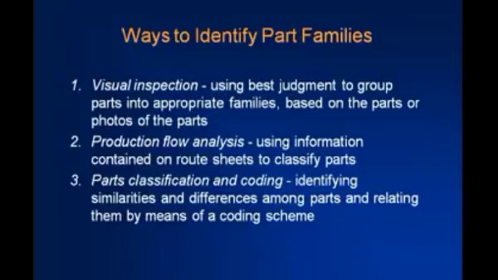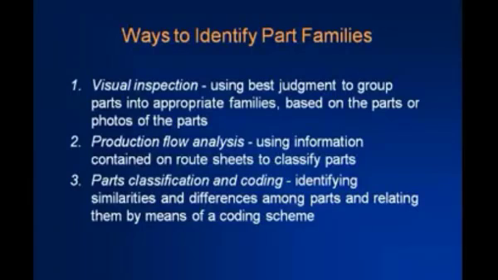Another is production flow analysis, using information contained on route sheets to classify parts. Route sheets are those sheets in which the manufacturing processes of the parts and all the details are mentioned. So it is also possible to identify the part families using production flow analysis based on route sheets. Another way to identify part families is parts classification and coding. That is identifying similarities and differences among parts and relating them by means of a coding scheme.